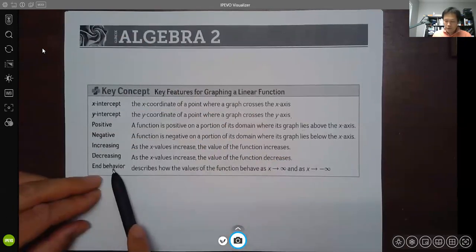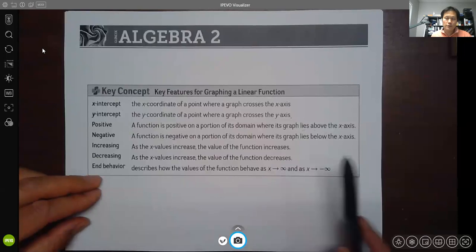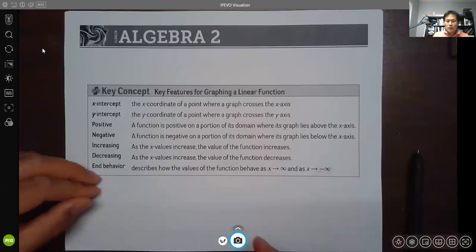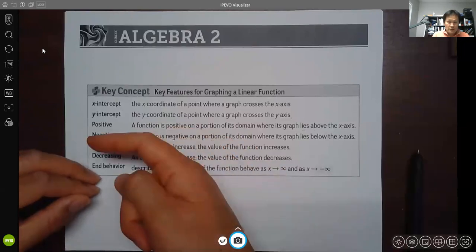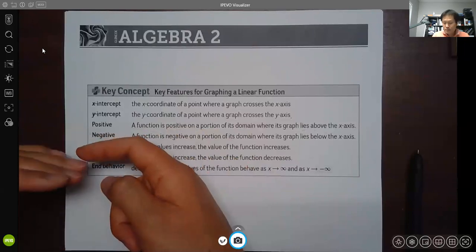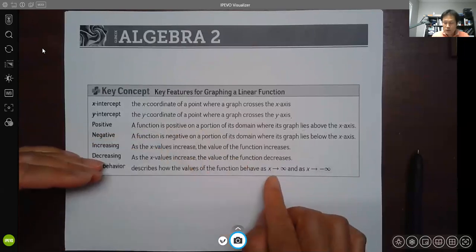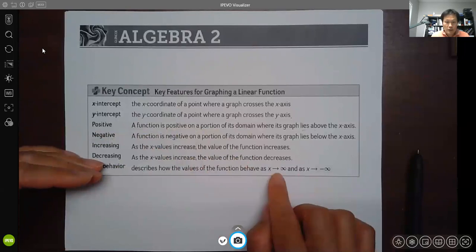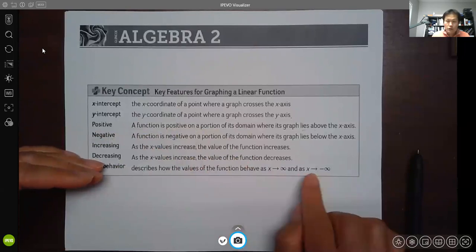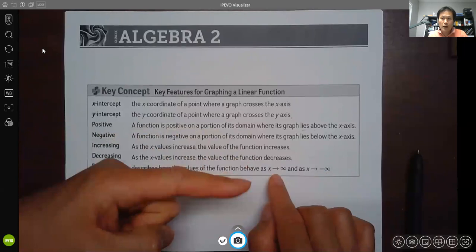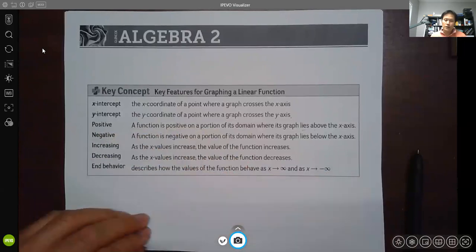And the end behavior, we talked about in the previous lesson. As you keep moving to the left, what happens to the y? That's left-hand behavior. As you keep moving to the right, what happens to the y? That's right-hand behavior.